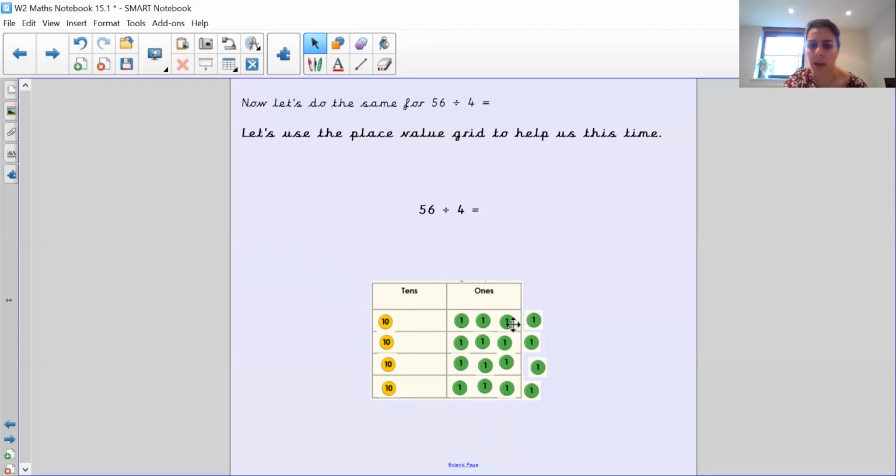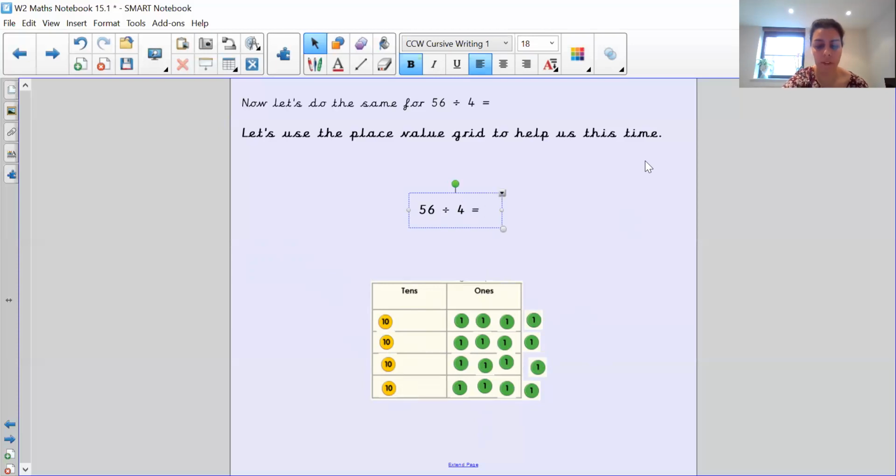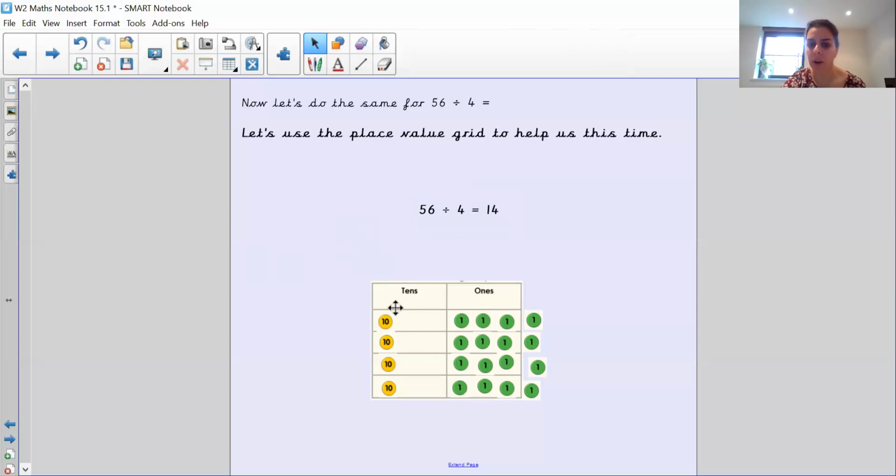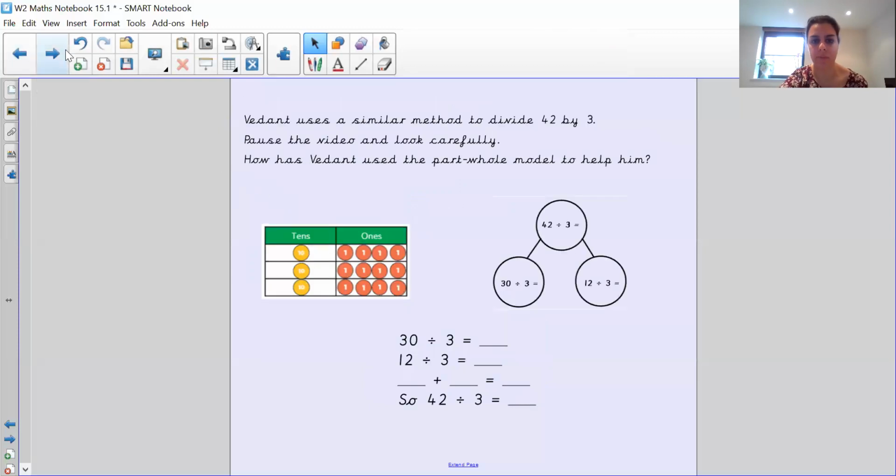So pause the video. I'd like to work out how many is in one of these rows. If you got 14, well done, that's fantastic. So we've got 1 10 and we've got 4 1s. Okay, so again, it is quite tricky, but we need to think carefully about our 10 1s. Our 1 10 is the same as 10 1s.